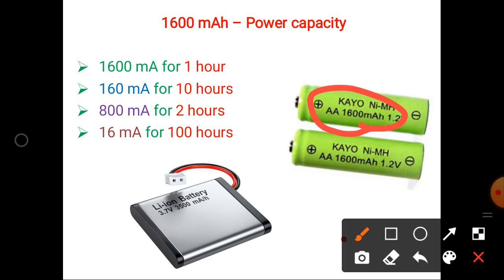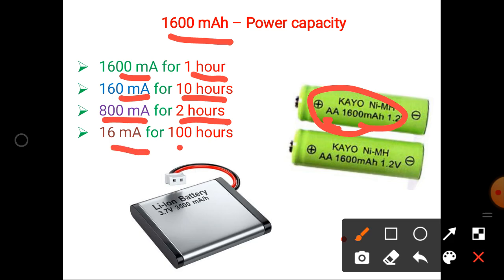So here this cell has the specification AA and 1600 milliampere hour. So the power capacity of the battery is 1600 milliampere hour. Suppose the load consumes 1600 milliamps, it will operate up to 1 hour. Suppose the load consumes 160 milliamps, it will supply the load up to 10 hours. If the load consumes 800 milliamps, the battery supplies the load up to 2 hours, and 60 milliamps can be provided for 100 hours.